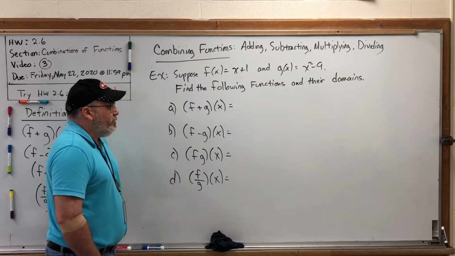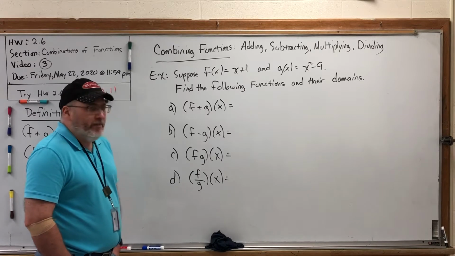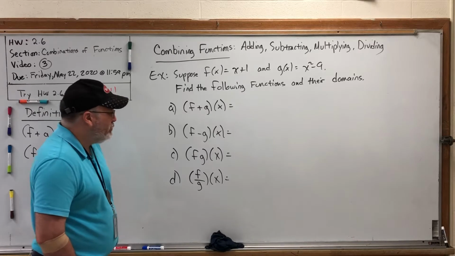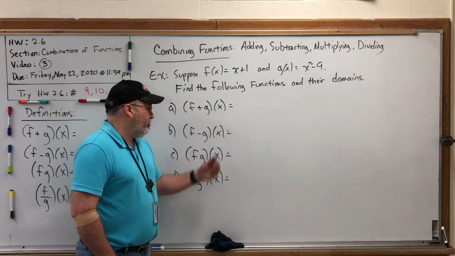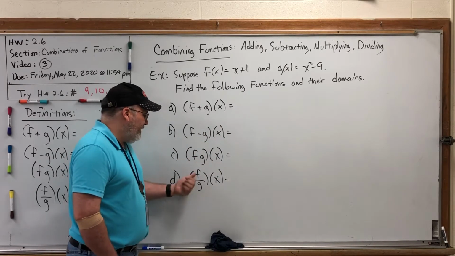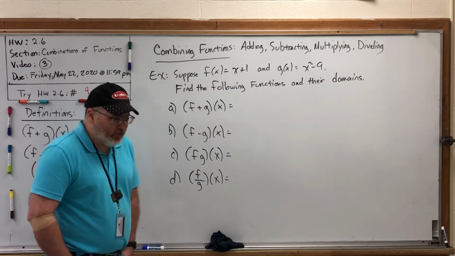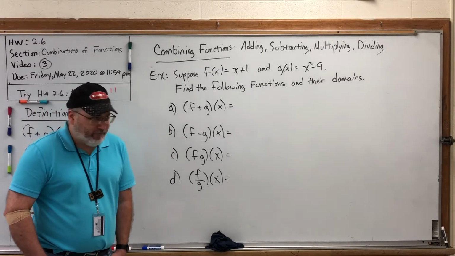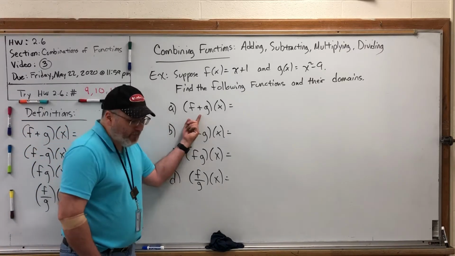Suppose f of x equals x plus 1 and g of x equals x squared minus 9. Find the following functions and their domains: a, b, c, and d. f plus g of x, f minus g of x, f times g of x, f divided by g of x. Now, the definitions of these are so intuitive, I could probably just not show them to you and we would be okay. What do you think it means to find the sum of 2 functions?